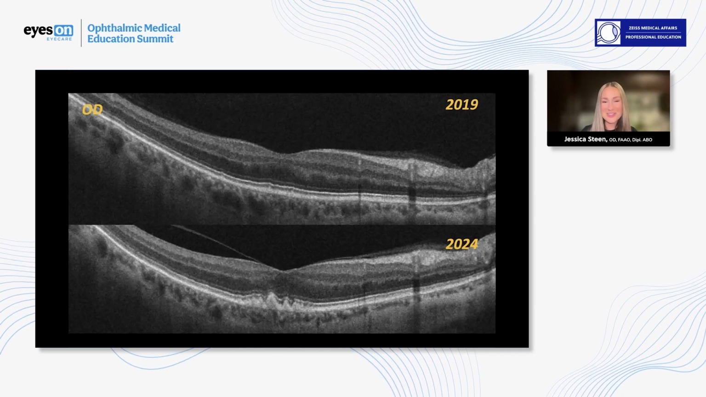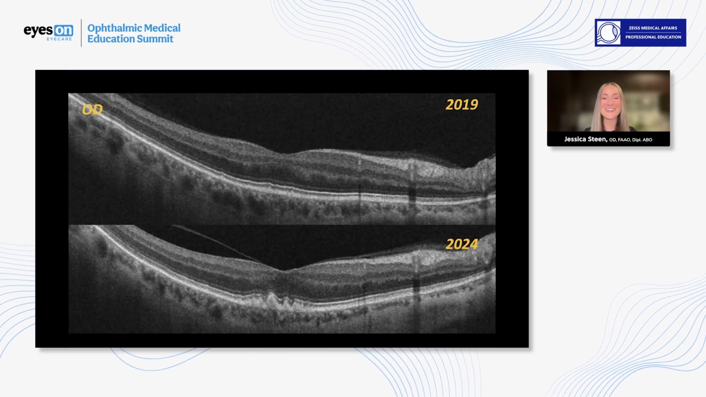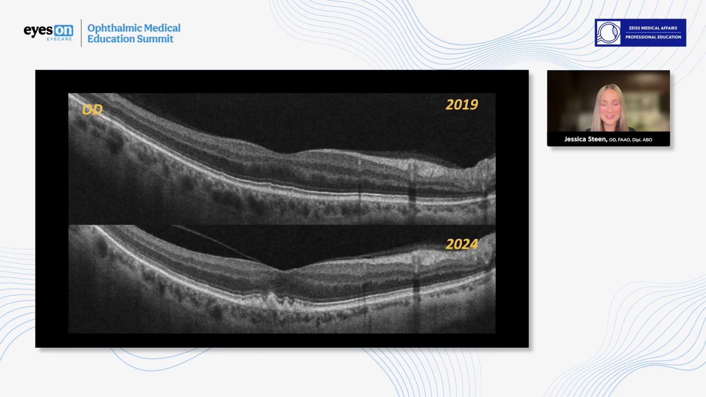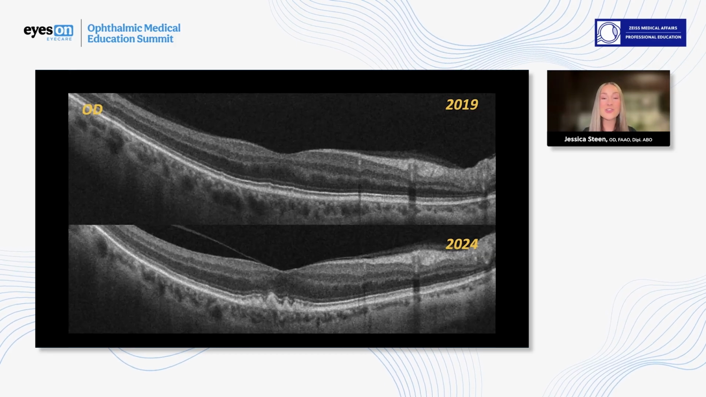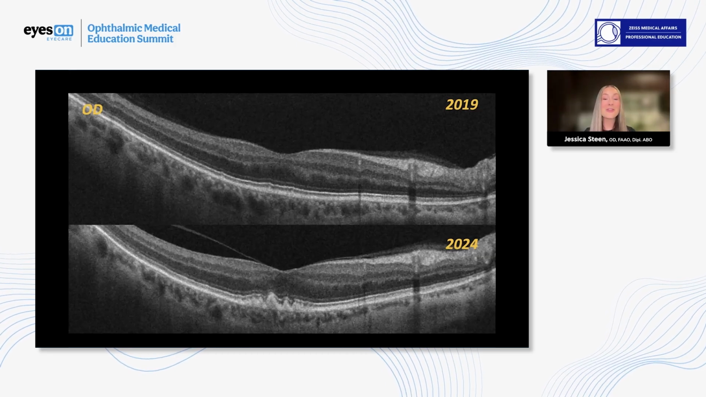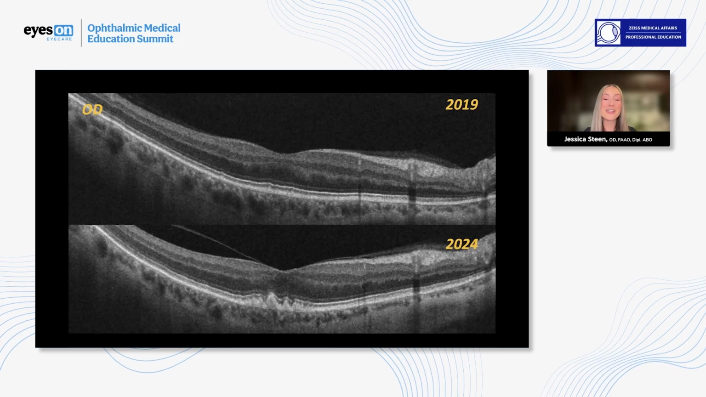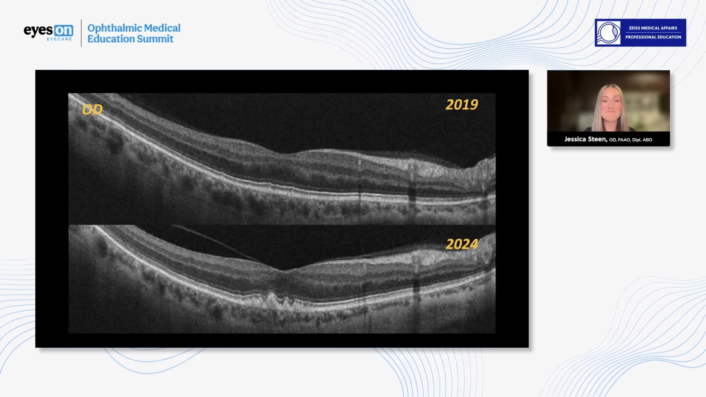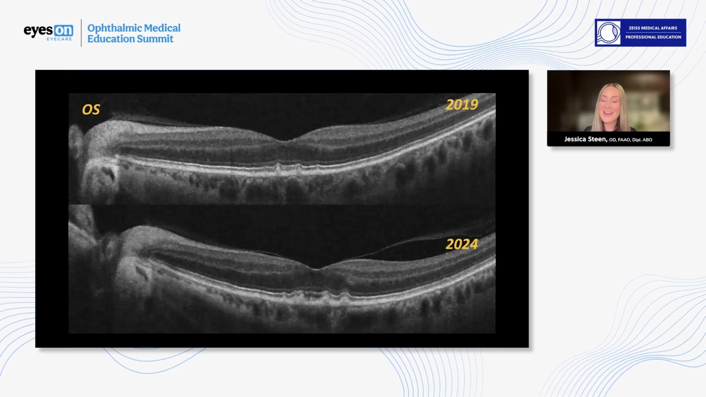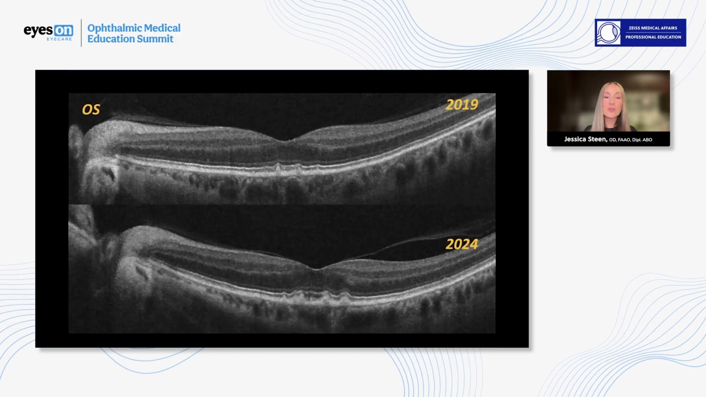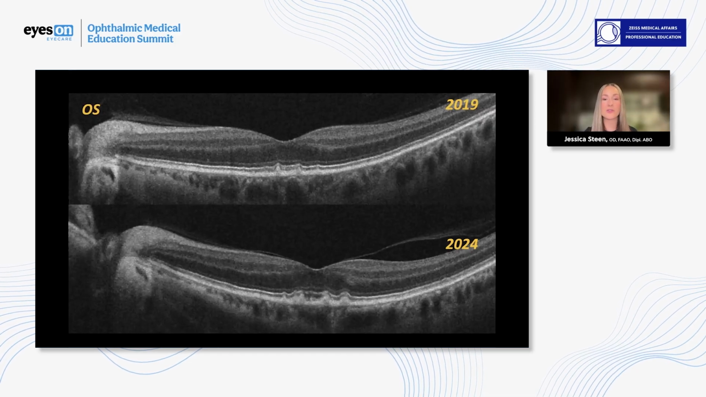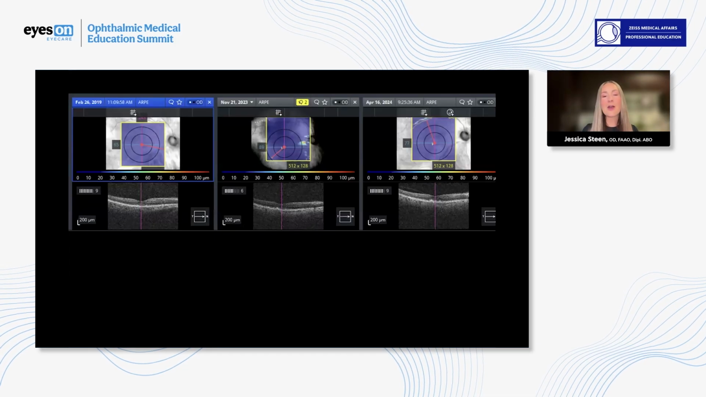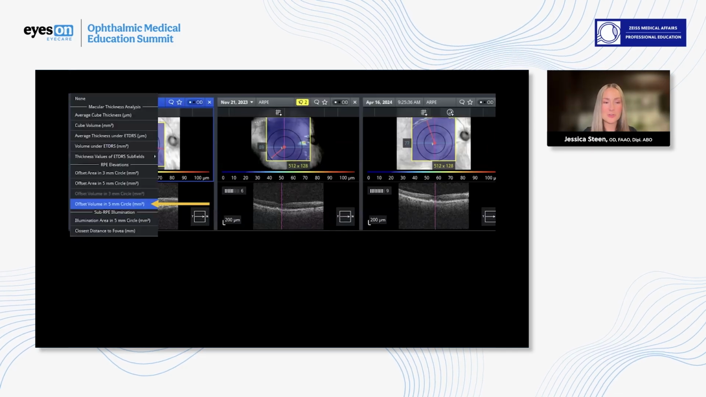The other important or interesting piece to notice here is look at the choroidal thickness in the 2019 image versus the 2024 image. There seems to be a reduction in the choroidal thickness over time. Looking at the left eye, again, 5 years apart, this increase in drusen load and decrease in choroidal thickness. But how can we quantify that change over time?